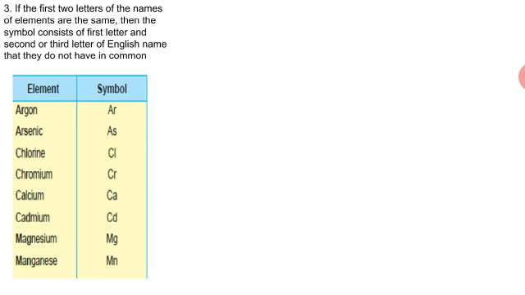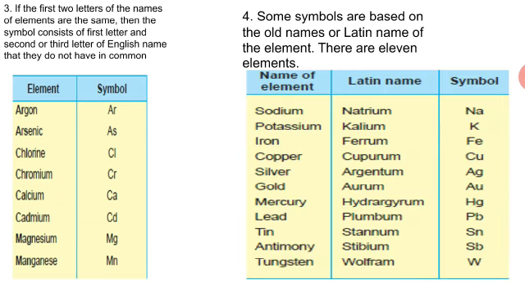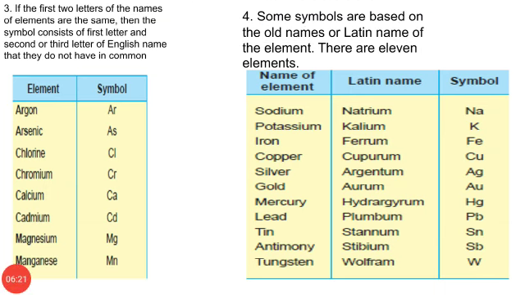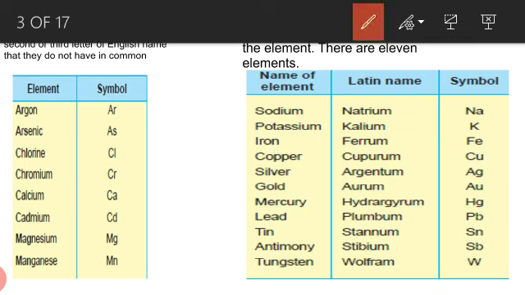Next, the third rule. If the first two letters of the names of elements are the same, then the symbol consists of the first letter and the third letter of the English name that they do not have in common. For example, argon and arsenic.